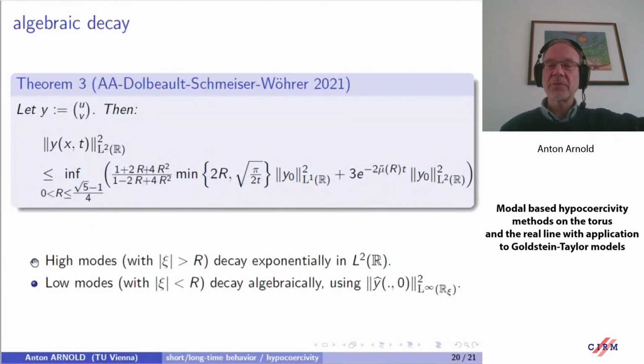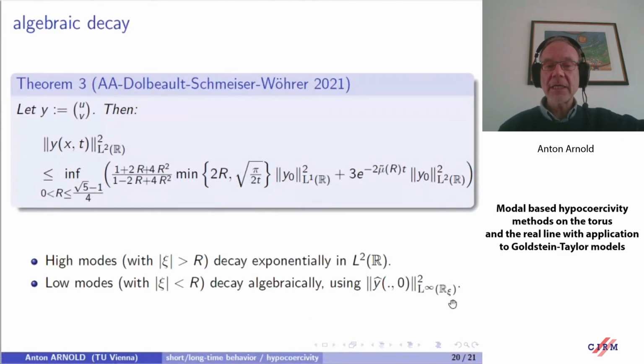You have to split the treatment in the estimates between the high and the low modes. Say high modes larger than some constant R. For the high modes, you still have exponential decay in L2 because those modes have a decay rate that is uniformly bounded. This is what we see here in this last term. So this is bounded by the L2 norm of the initial data, and here a uniform exponential decay rate.